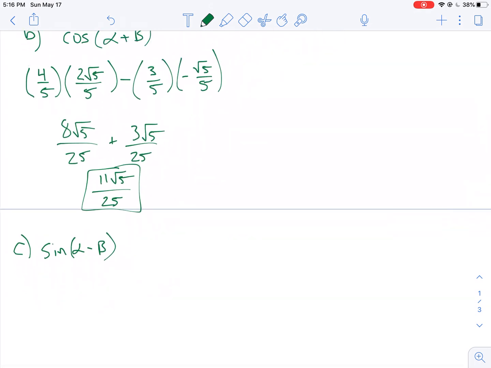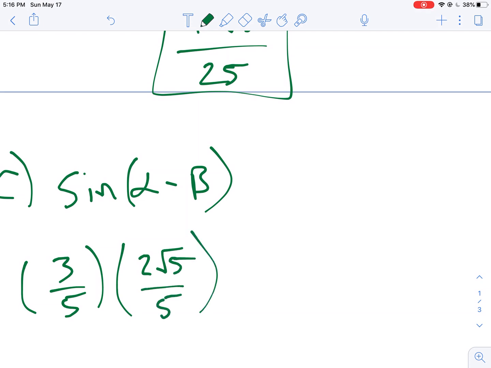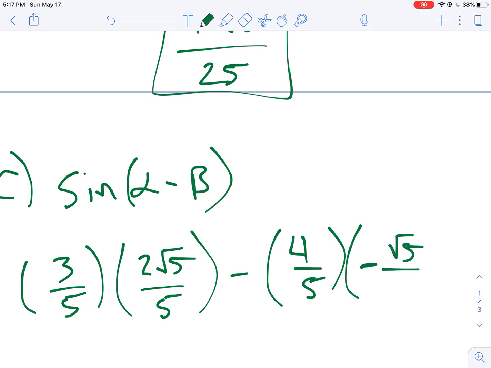Well, here that is the sine of alpha times the cosine of beta minus the cosine of alpha times the sine of beta. So here I know my sine of alpha is 3 over 5. My cosine of beta is 2 root 5 over 5. I'm subtracting my cosine of alpha, which is 4 over 5, multiplied by that sine of beta, which is negative root 5 over 5.